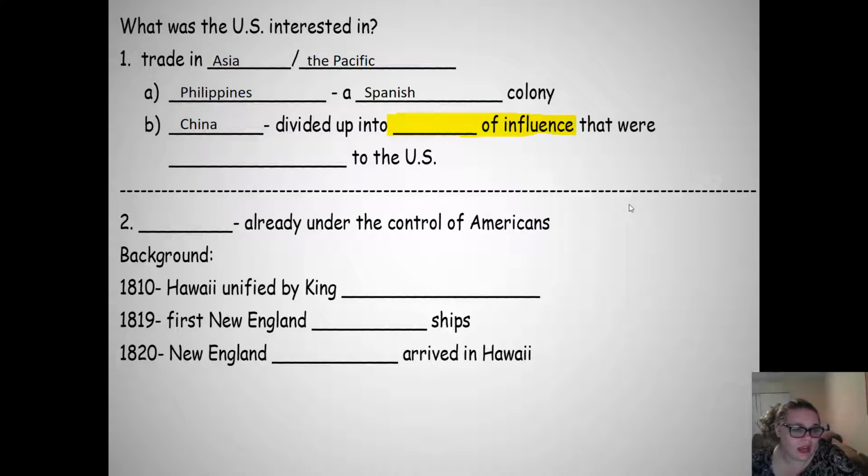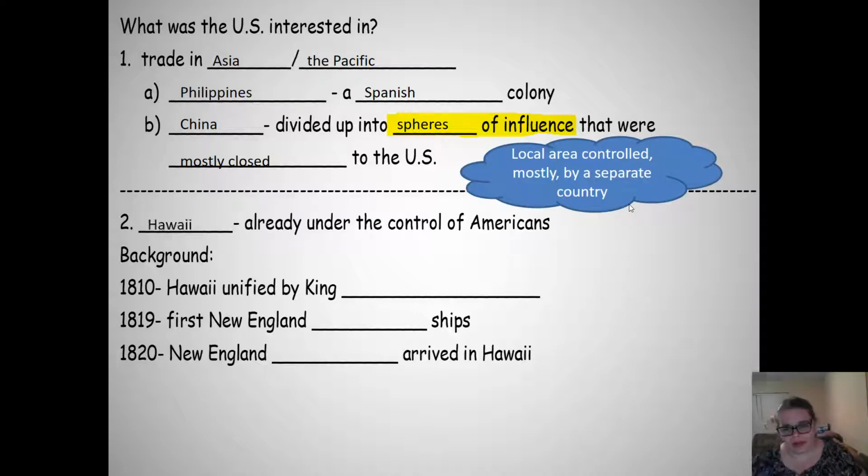The problem with China was that China was already divided up into spheres of influence. China at this point had weakened to the point where different European countries were basically controlling small sections of China, and they didn't want to allow the U.S. in. Okay? So we want trade in Asia. We're just not quite sure how we're going to get it yet, because right now every place we're looking at is controlled by another country. The second thing we wanted was Hawaii. Okay? That's the cloud is the definition of spheres of influence, by the way.